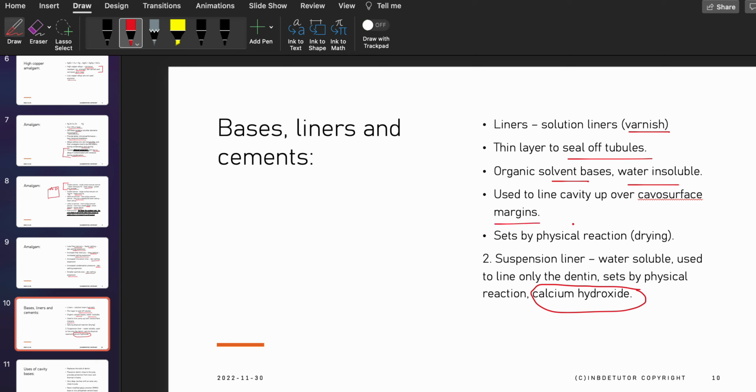So whenever you are drilling down and you feel that you are closer to the pulp, it is better to place a liner so that the sensitivity is decreased, so that basically it seals off the tubules. And it sets by the physical reaction, meaning drying. Suspension liners are water soluble, used to line only the dentine. They also set by the physical reaction, which is drying, and an example is calcium hydroxide.